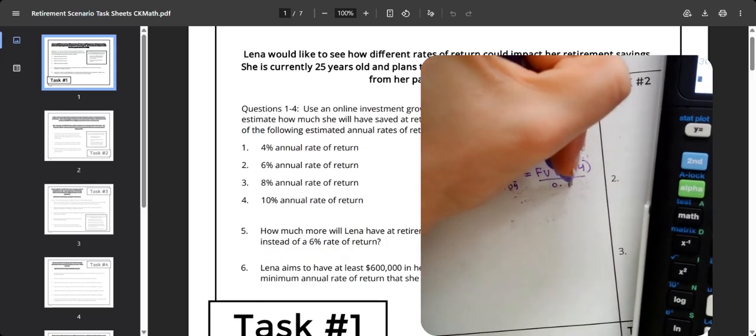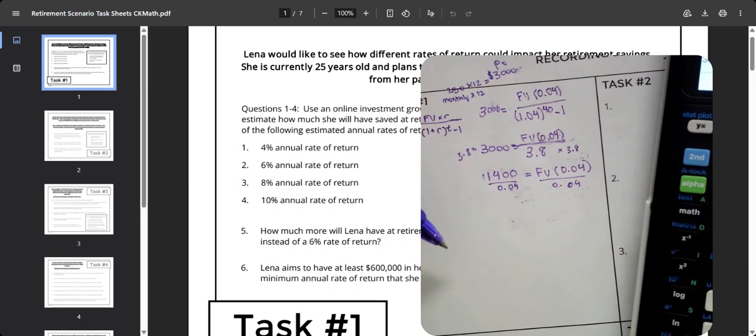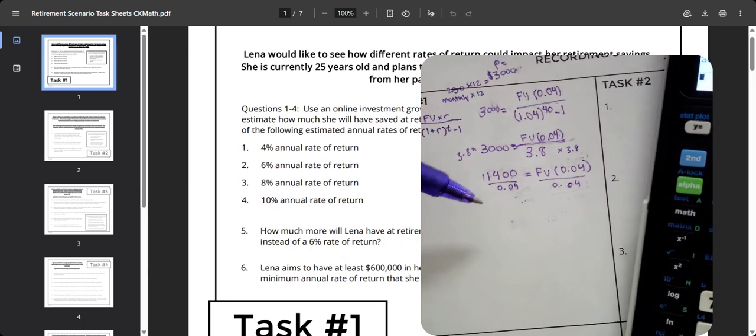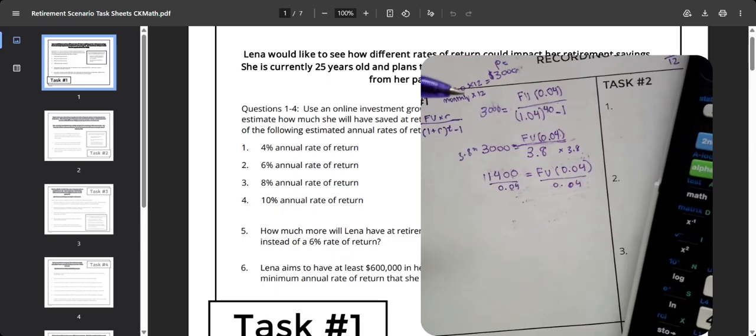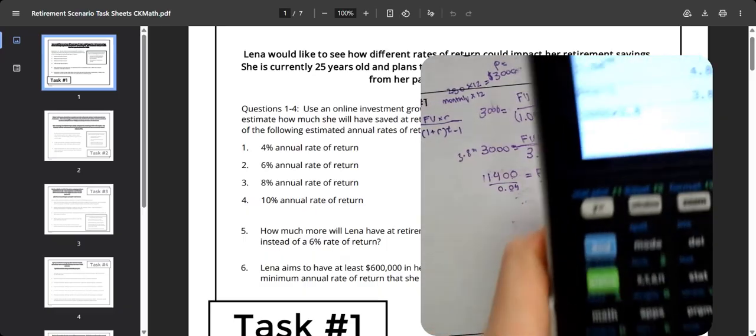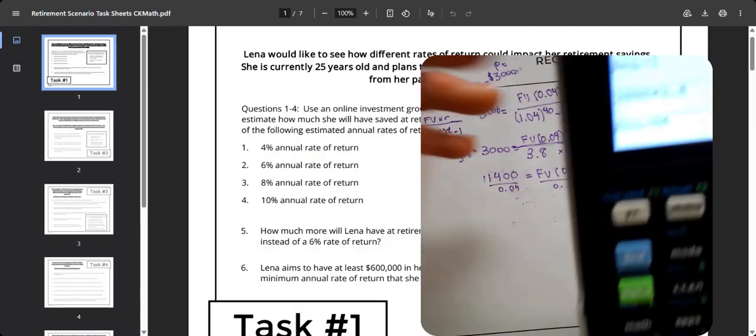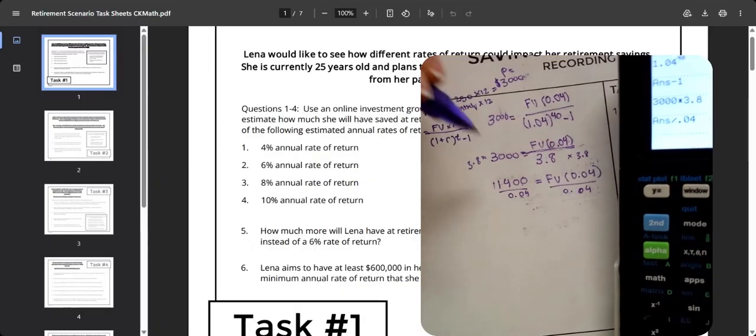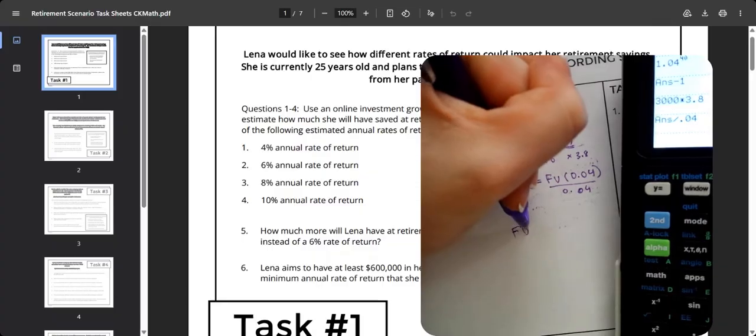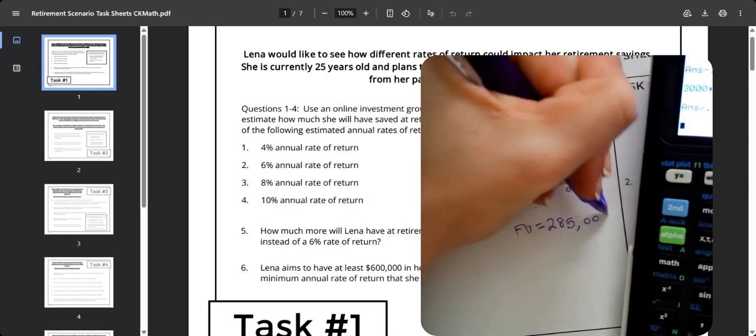Now, if you divide by a number between 0 and 1, like a decimal, you always get a bigger number than you started with. So we expect a bigger number than this. $11,000 is not that much money for retirement if she's doing this for 35 years. Or, my bad, 40 years. We want a number bigger than this, and we'll get that, because when you divide by a decimal, you get a bigger number than what you started with. So, what she gets in total is FV equal to $285,000.